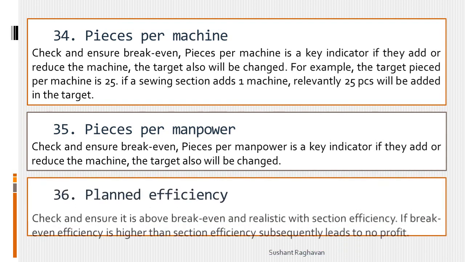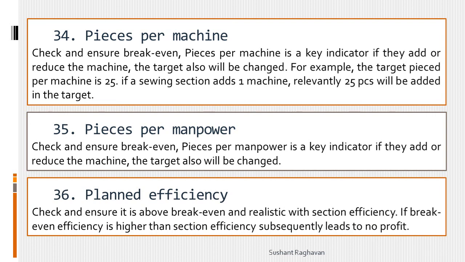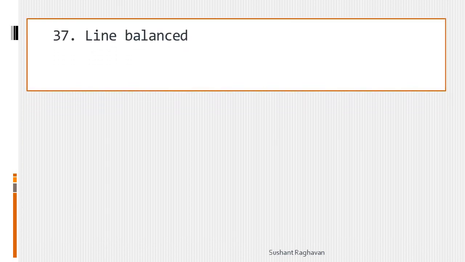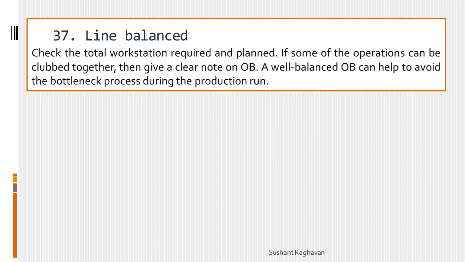Planned efficiency. Check and ensure it is above break-even and realistic with section efficiency. If break-even efficiency is higher than section efficiency, it subsequently leads to no profit. Line balanced. Check the total workstations required and planned. If some of the operations can be clubbed together, then give a clear note on OB. A well-balanced OB can help to avoid the bottleneck process during the production run.